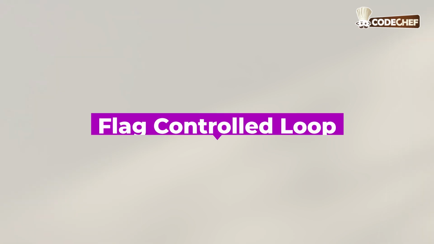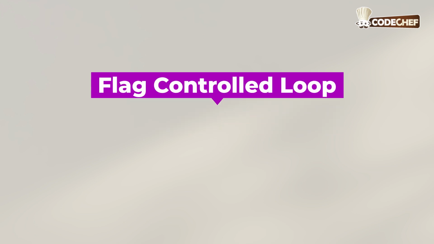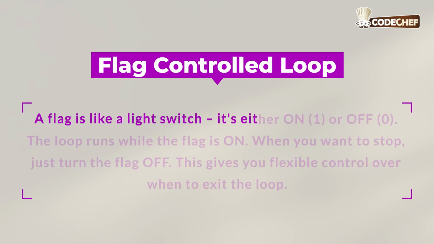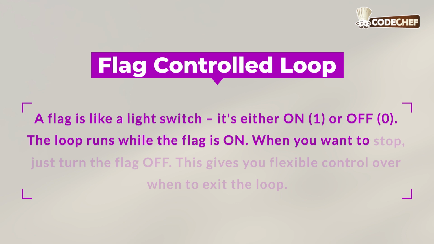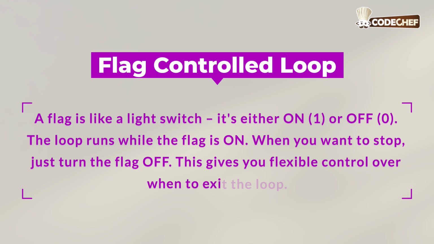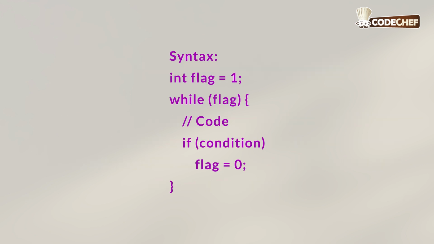Next is the flag-controlled loop. A flag is like a light switch. It's either on or off, 1 and 0 respectively. The loop runs while the flag is on. When you want to stop, just turn the flag off. This gives you flexible control over when to exit the loop. The syntax for the same is: int flag = 1; while (flag) { add the code there, and if the condition is true, flag = 0; } and you close the braces.